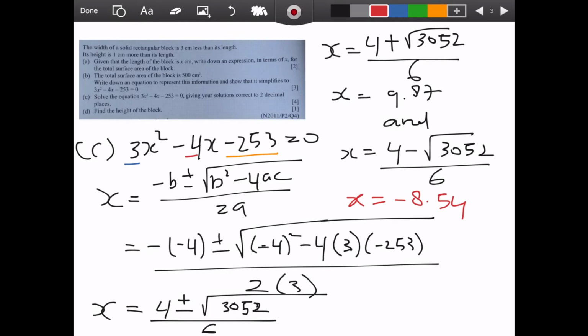So this will be bracket 2 decimal places. Over here, let me just use red. x equal to 9.87. x equal to minus 8.54. This is also 2 decimal places.